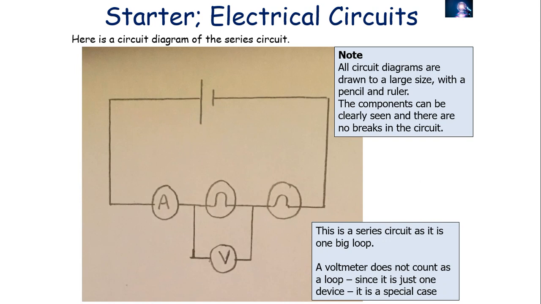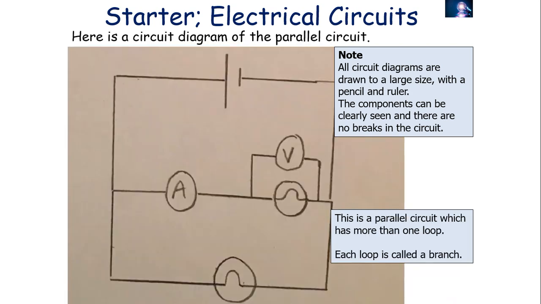Here, for example, is a diagram of a series circuit. It's just one large loop. Just to clarify, you'll see there's a second loop there with a voltmeter. A voltmeter doesn't actually count in this particular loop. It's a bit of a special case in this particular example. When we draw our circuit diagrams, try and draw them at a large size, use a pencil, use a ruler, so you can clearly see the components and that there are no breaks in the circuit.